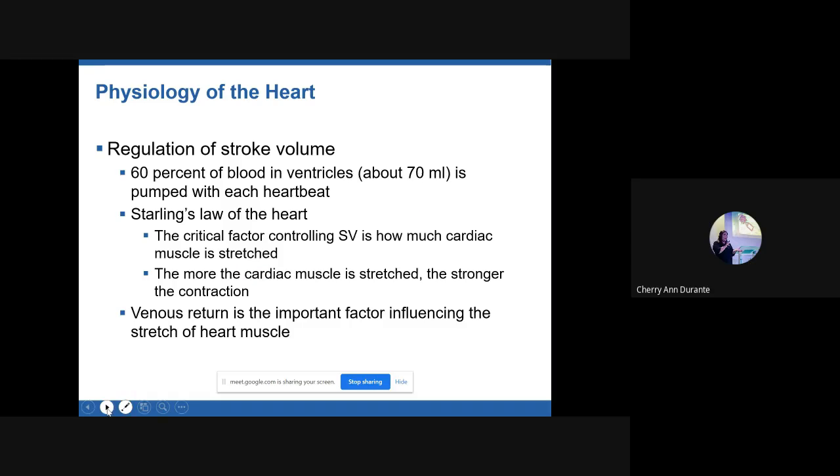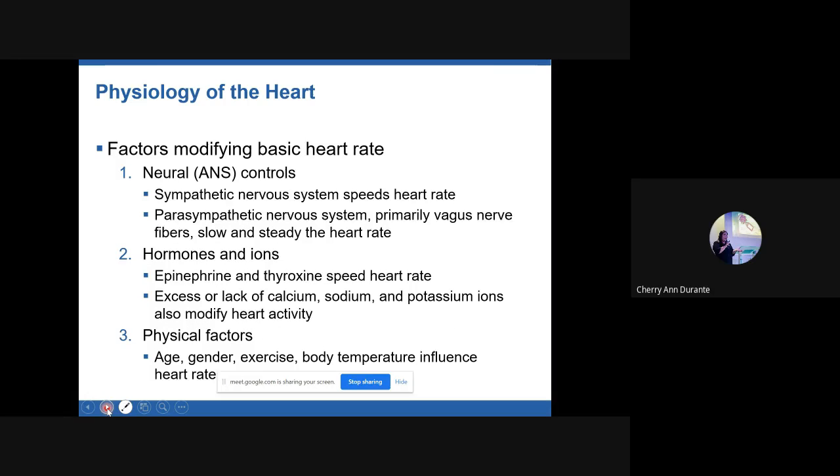Okay. Next is, ayan. So, these are the ones that modify your heart rate. So, you have your autonomic nervous system controls. So, your sympathetic nervous system speeds your heart rate. And your parasympathetic nervous system, especially your vagal nerve stimulation, slows down your heart rate.